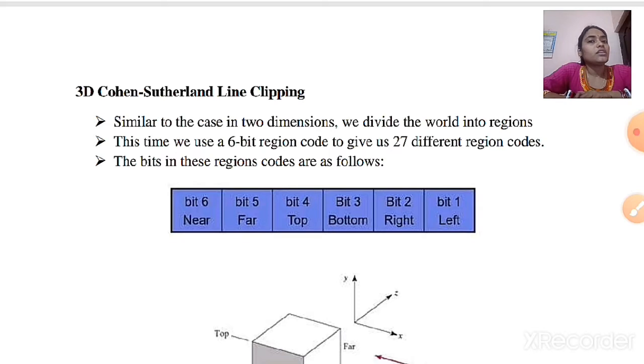Okay, the bits in these region codes are as follows. 6 bits means bit 1 is left, bit 2 is right, bit 3 is bottom, bit 4 is top, bit 5 is far, bit 6 is near. But in 2D there are only left, right, top and bottom, but in 3D 2 extra regions are added, which are near and far.